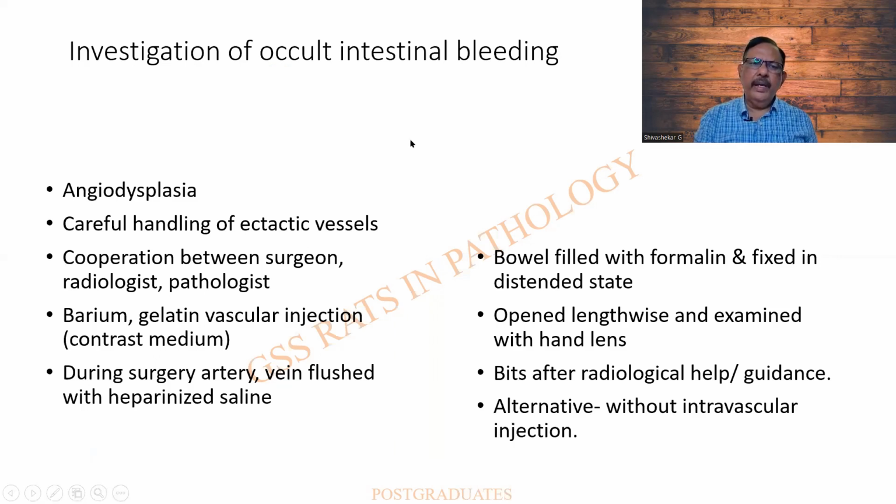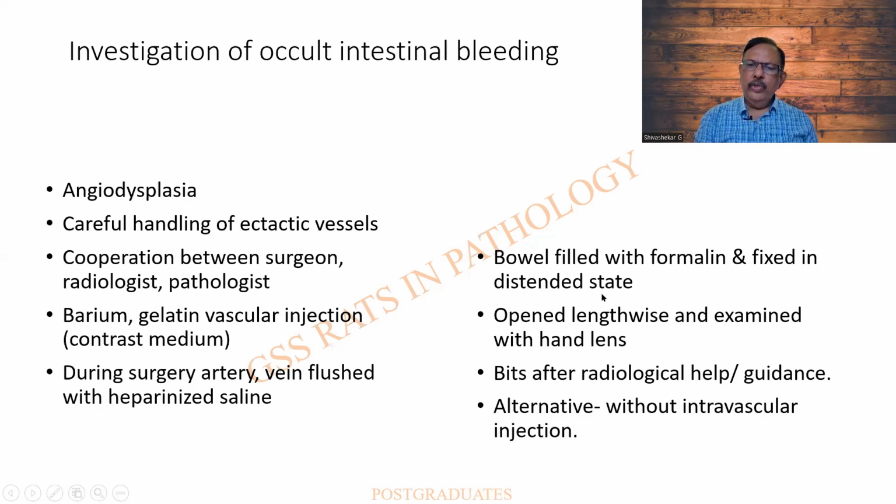When there is going to be an occult bleeding, you people should be filled with some kind of complete knowledge so that you can rule out an angiodysplasia, ectatic blood vessels, any trauma or anything, what the surgeon has seen, what the radiologist has found out, etc. And if necessary, a contrast injection can be given, which can display the vessels later on for our grossing.